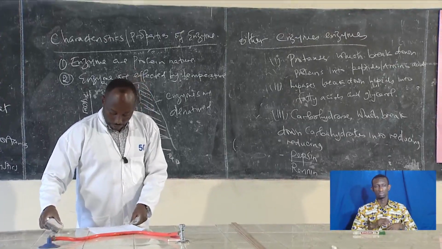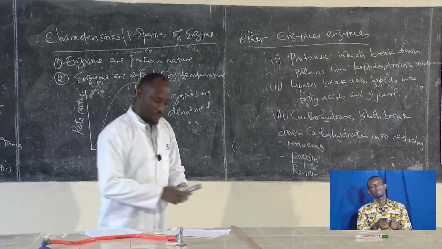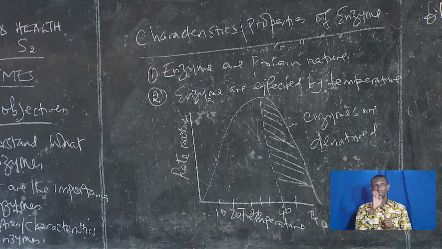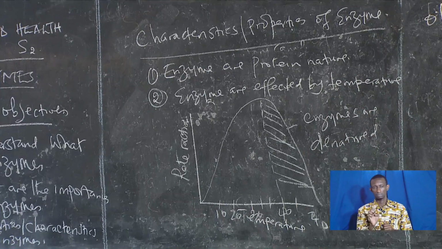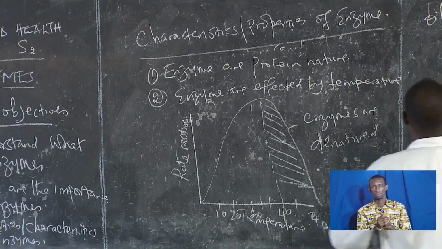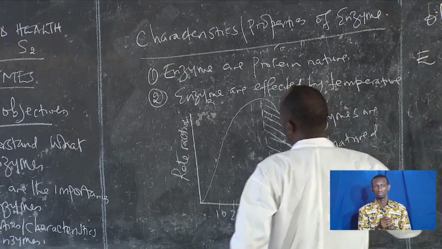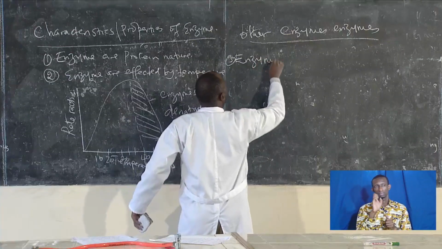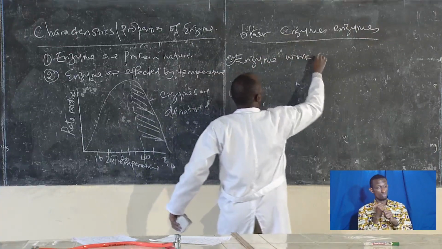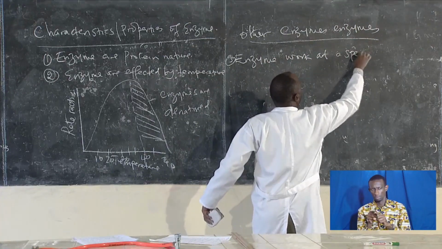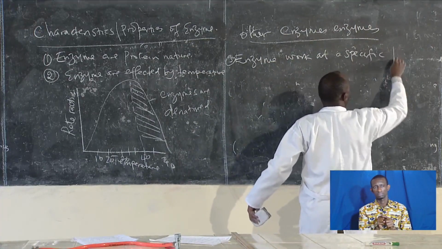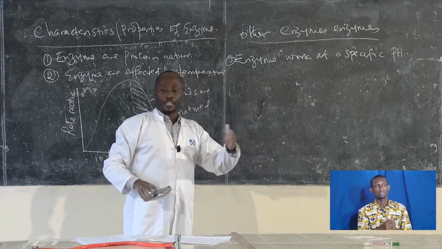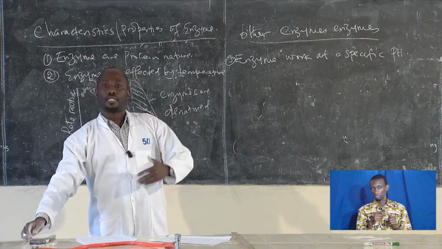Let's have another characteristic. We say enzymes work at a specific pH. Another characteristic, that is supposed to be number 3: enzymes work at a specific pH. If I say pH, it refers to the degree of acidity and alkalinity.